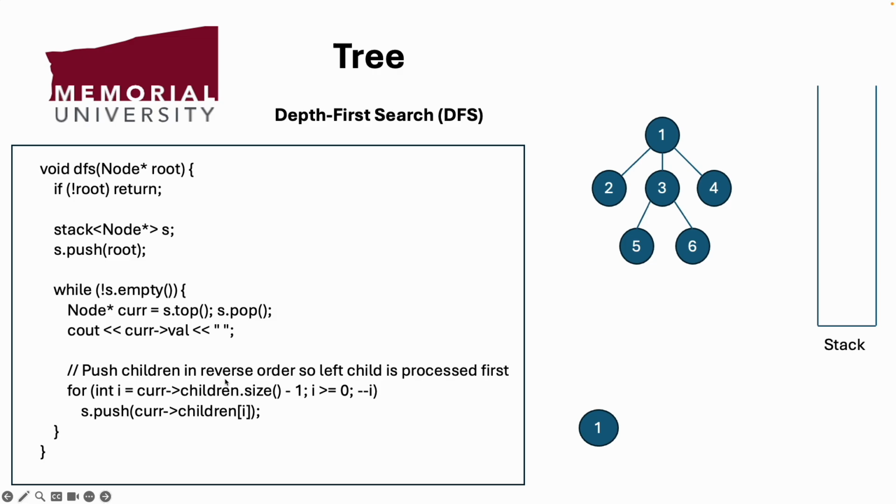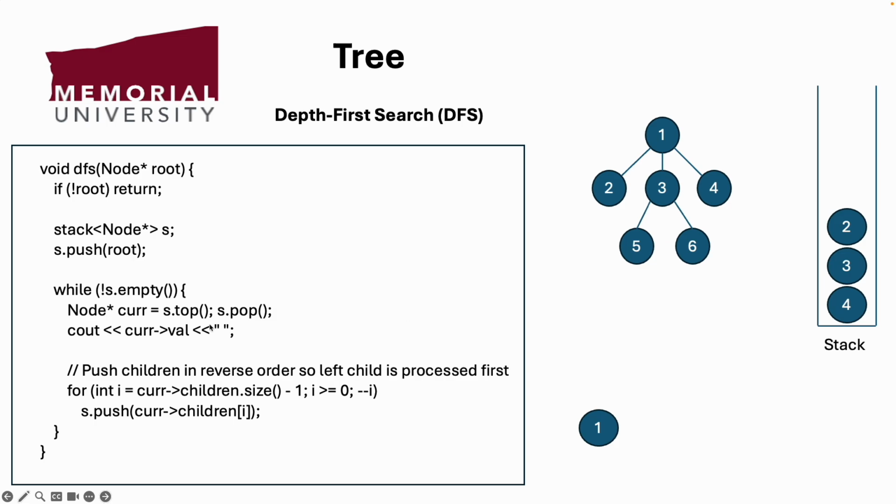Then we push the children in the reverse order. So the order, because reversed, is going to be 4, 3, 2, from right to left. So we keep going with the while loop. Now the current is going to point to the top. What's the top now? Node 2, right? So the current is on node 2.